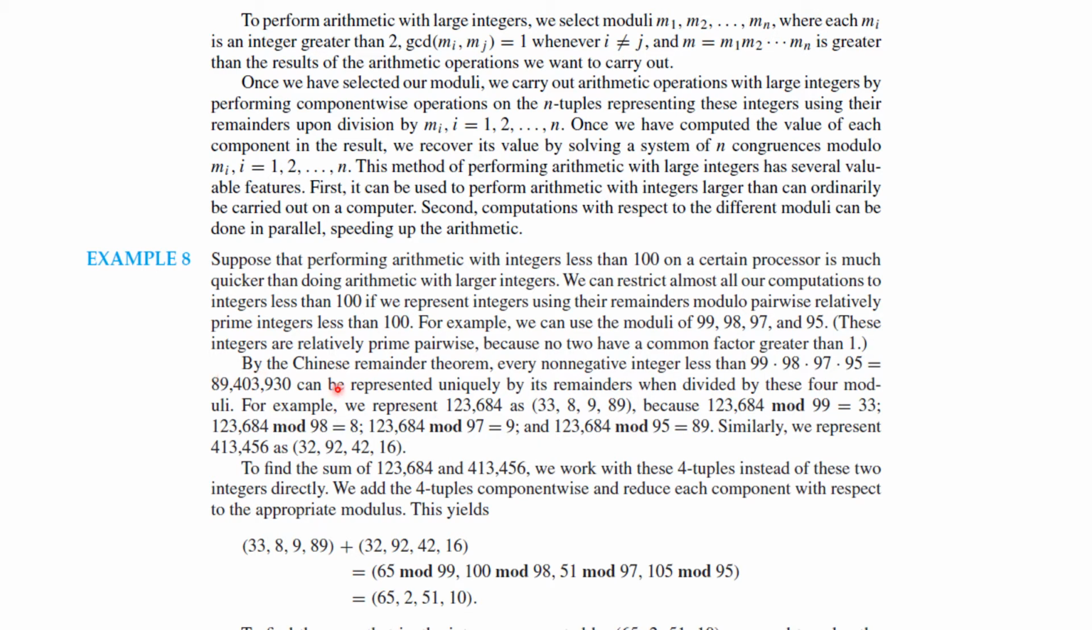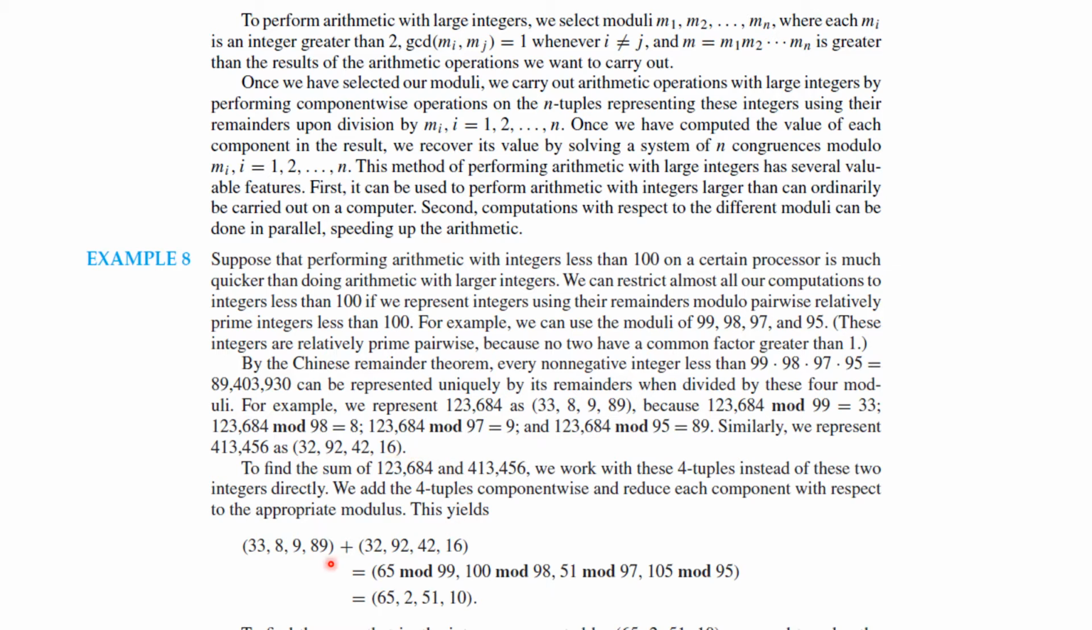So by the Chinese remainder theorem, every non-negative integer less than their product, which is 89 million plus, can be represented uniquely by its remainders when divided by these four numbers. So for example, we can represent 123 as, and here we're taking the remainders upon division by these in that sequence, 24, 25, 26, 28. Similarly, we represent 413,456 as 32, 92, 42, 16.